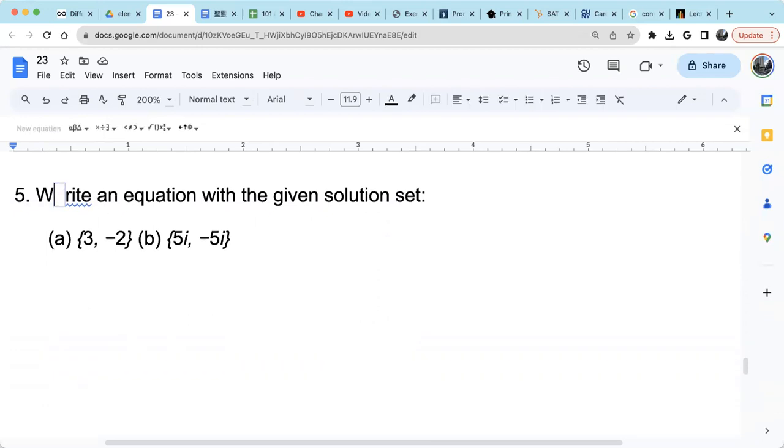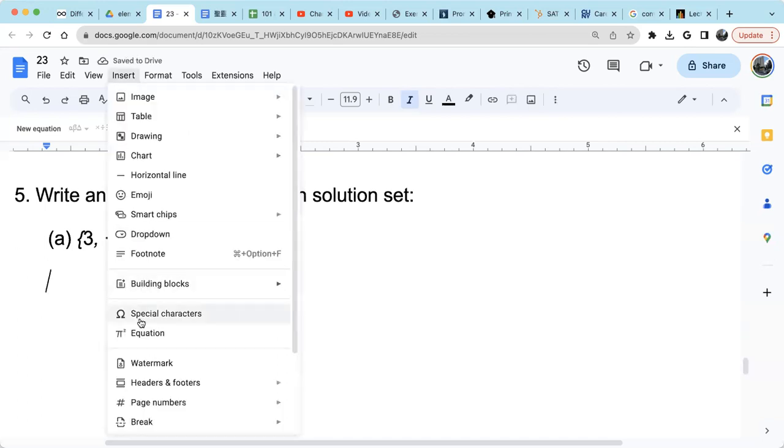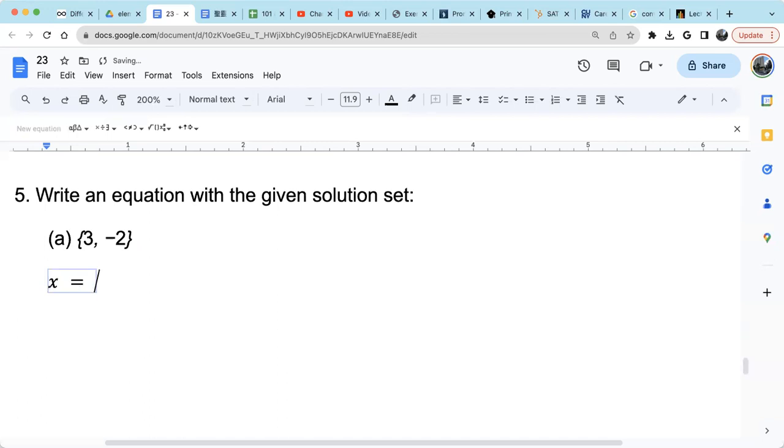Okay. Now let's see 5. Number 5 is saying write an equation with a given solution set. So I have 2 questions here. The first question is x equals 3 and x equals negative 2. Where do these 2 solutions come from?